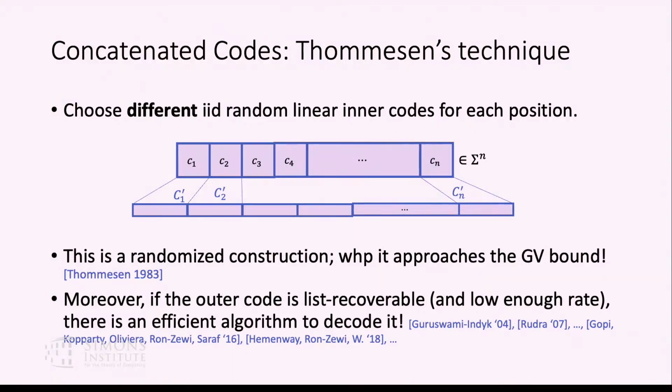Could you give me intuition for why, in this case with the randomized construction, we don't end up losing on the rate, like why the optimality doesn't multiply out and get sad? Right. So the rates do multiply.